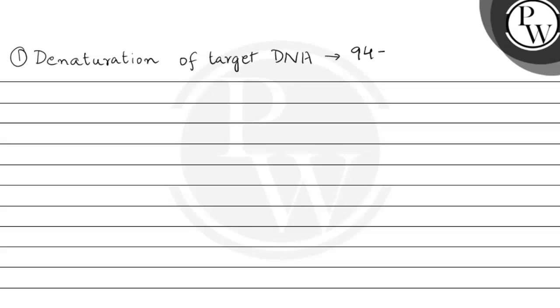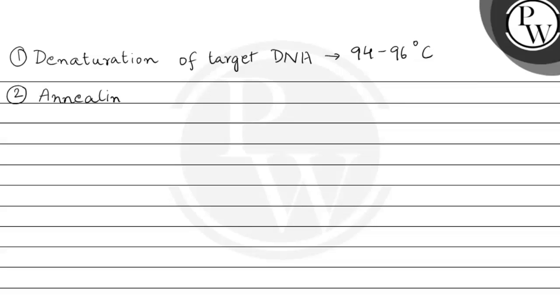So, the first step involves denaturation of the target DNA sample. Now, this step takes place at a very high temperature of 94 to 96 degree centigrade. This high temperature is required for separating the two strands of the DNA sample, that is, for the denaturation of the DNA sample. The next step is annealing of the primers.